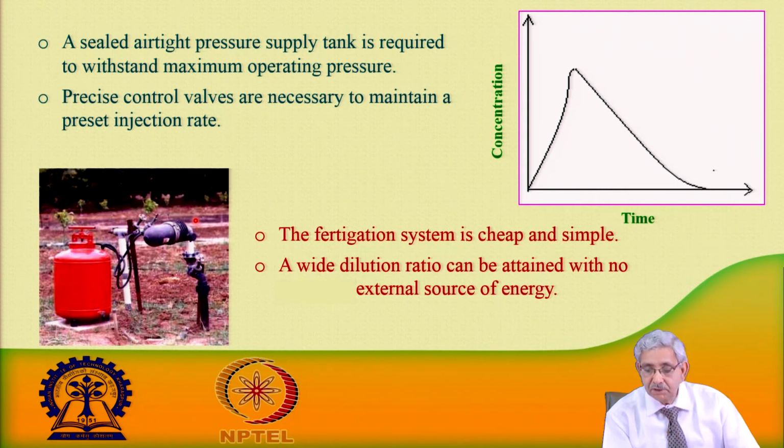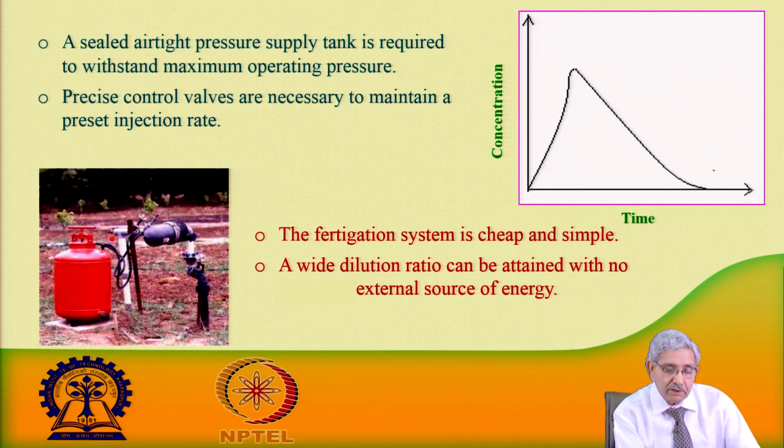Fertigation is cheap and simple. A wide solution ratio can be attained with no external source of energy. You can see here the arrangement shown in the field. At one end the water is getting into the system, and then it is coming out, and there is a filter. After it passes through the filter, it goes to the pipeline.